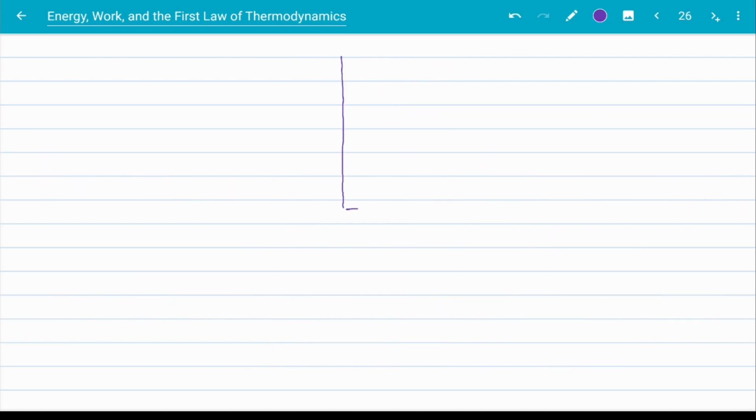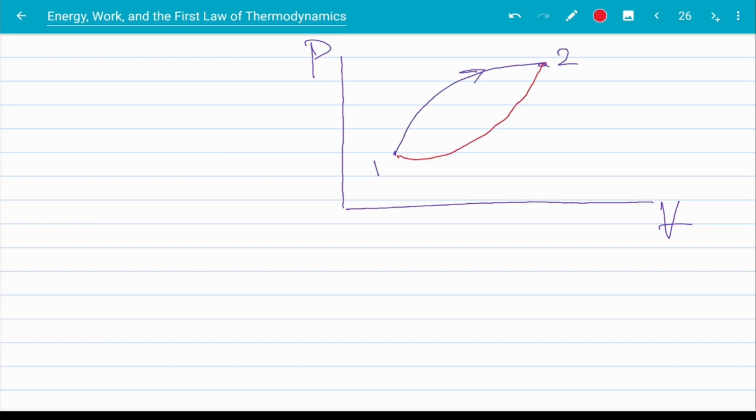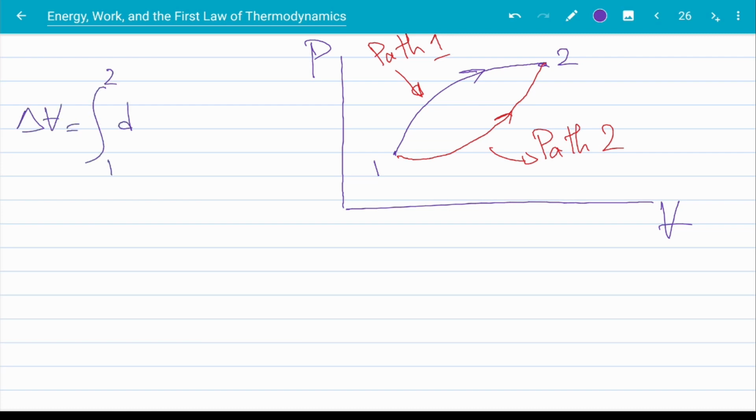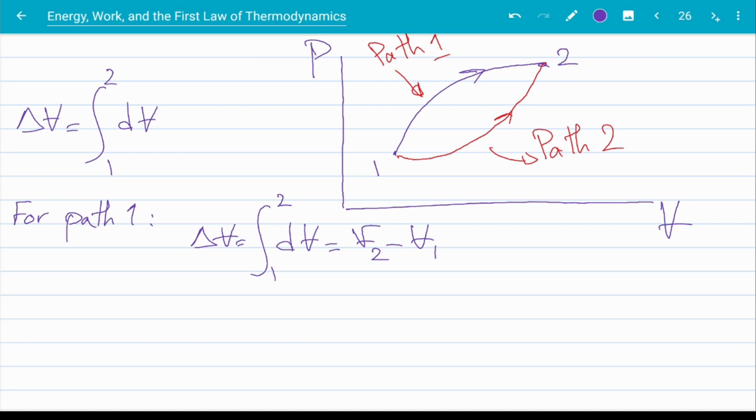Consider this pressure volume diagram, or PV diagram. Our system goes from state 1 to state 2 using two different paths. Path 1, the blue one, and path 2, the red one. We are interested to see how much the volume of our system has changed. Let's consider path 1. Delta volume, or delta V, is the integral of dV from state 1 to state 2, which is the second volume minus the first, the initial volume. So delta V is V2 minus V1.